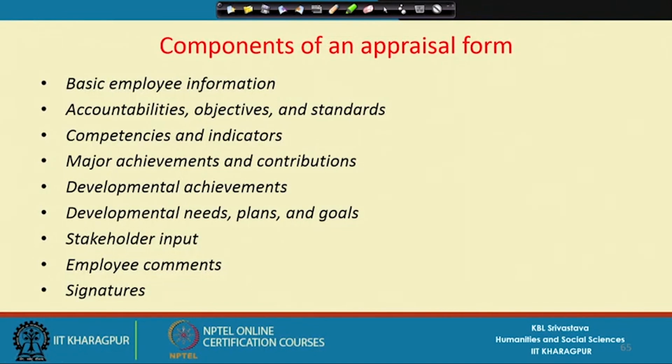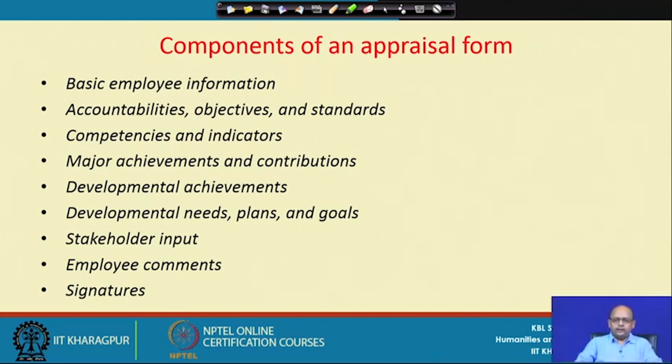Now, if you look at this, what are the various components of an appraisal form? To start with, we provide the basic employee information like his name, date, and the evaluation period of the employee, right. And then we also identify, as we have already discussed in the past, his key accountabilities, objectives and standards against which the performance is evaluated. And based on that, we are going to identify the competencies which are supposed to be reflected by the individual and the indicators of those competencies. All this we have discussed in the past.